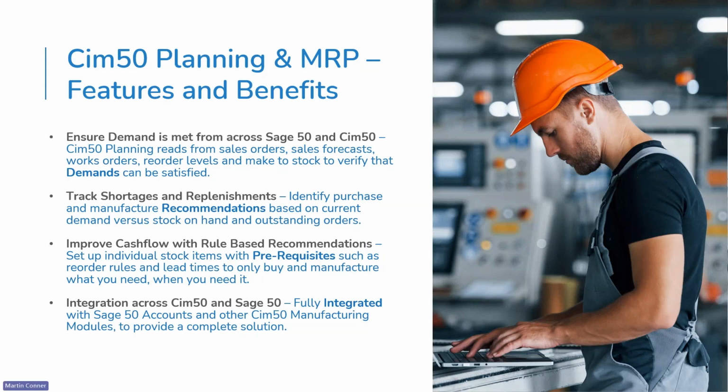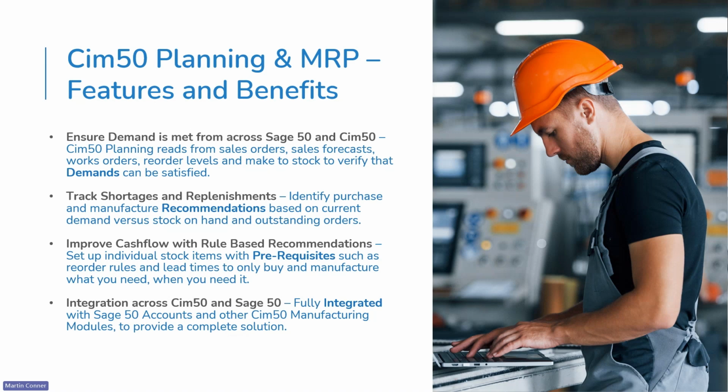It helps a business to improve cash flow, because it is rule based. You can set those rules, as I've mentioned, setting reorder levels. You can set reorder quantities. So when I manufacture or when I buy an item, how many do I typically make? How many do I typically buy? How do I want to batch them together? Quite often what we find is that a lot of this information is held in spreadsheets or people's heads, and it's about mind dumping that and getting that into Cim50 to set those rules so it can make the best decisions possible for you.